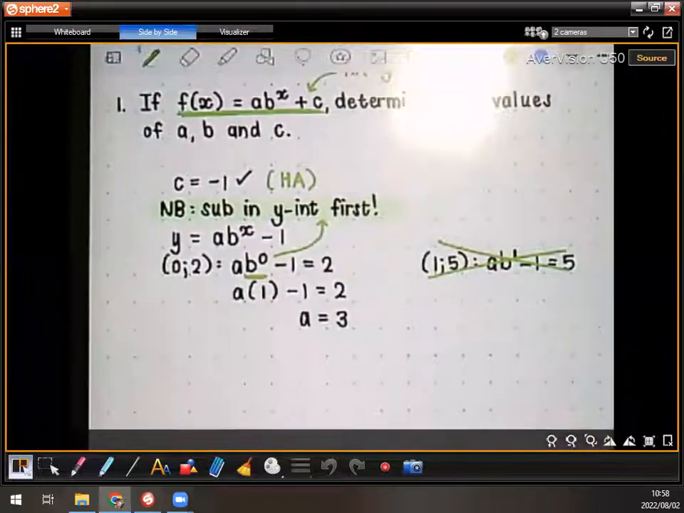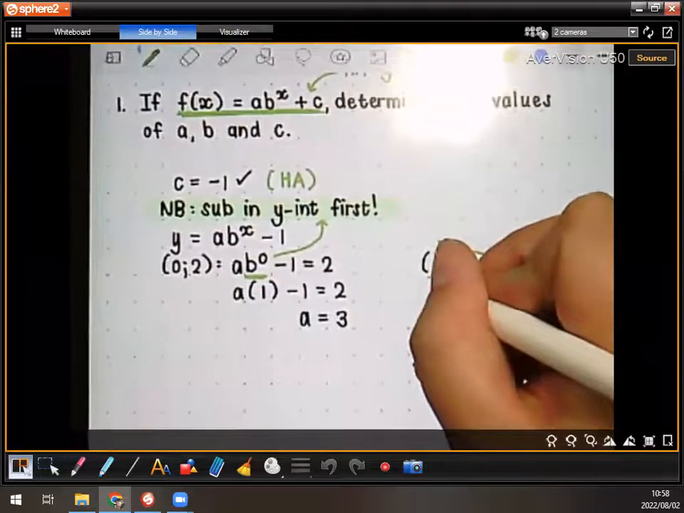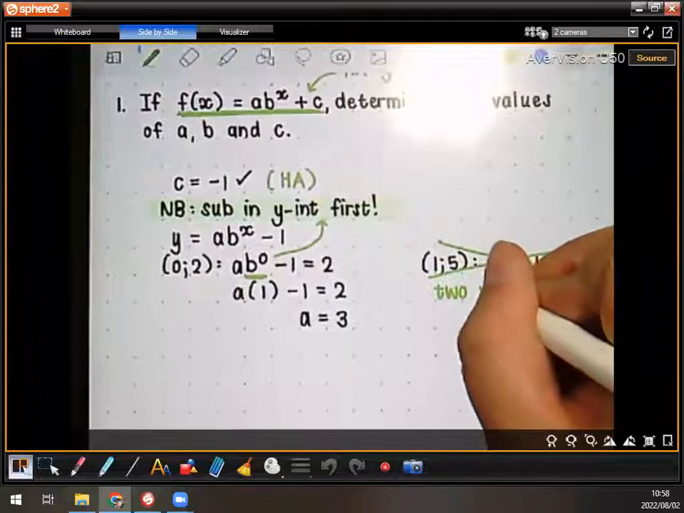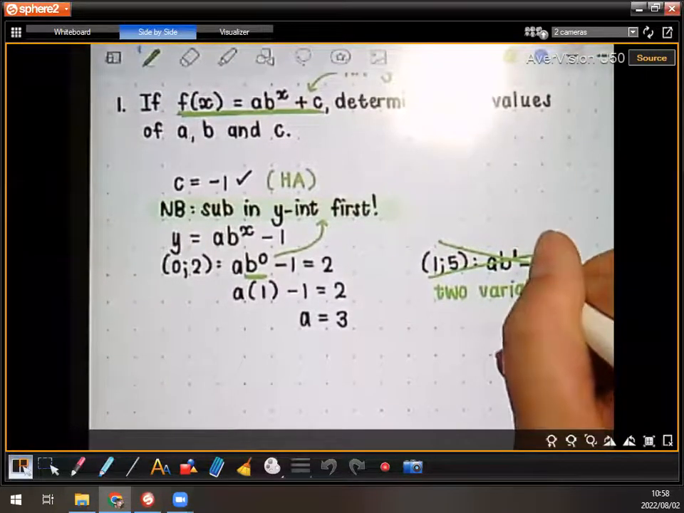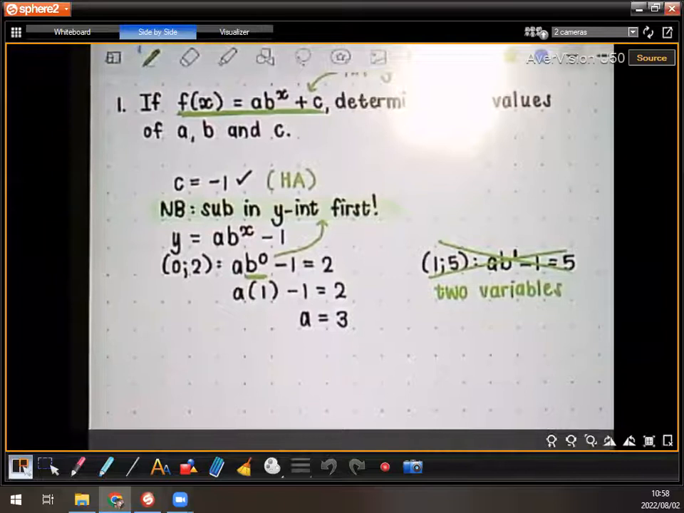You can write it there on the side if you want to, just as a reminder, because now you have 2 variables, which is not good. But if you sub in a y-intercept, you will always get rid of one of those. I will show you in the next example what happens if it doesn't get rid of it. You need to take all.